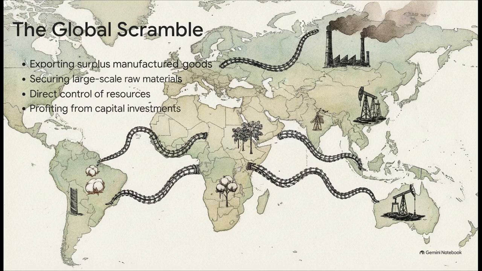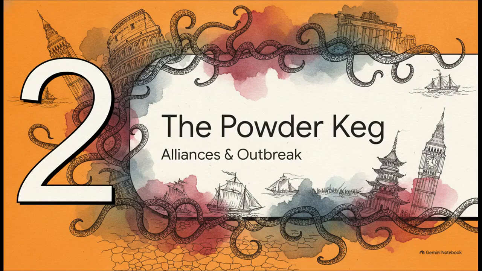They demanded direct control. Plus, they realized they could make an absolute fortune by investing their surplus capital into building railways and roads in these newly acquired lands. This dynamic shifted global power overnight, to the point where practically the entire African continent was partitioned by European powers by the year 1900. Which brings us to Section 2, the powder keg, looking at alliances and the outbreak of the First World War.